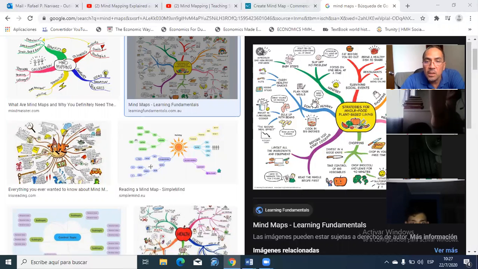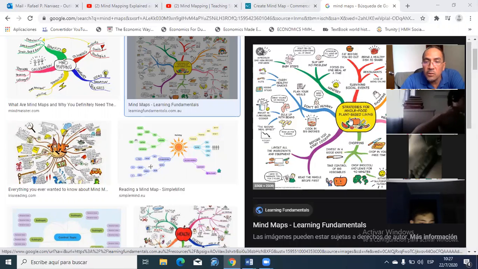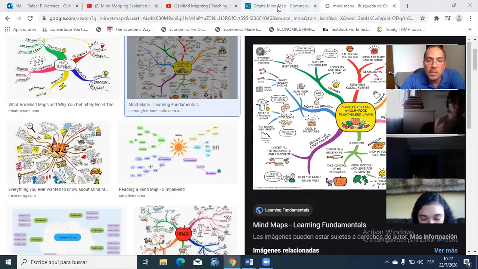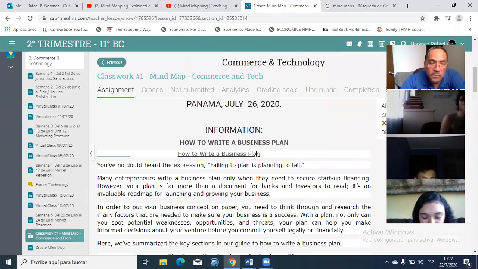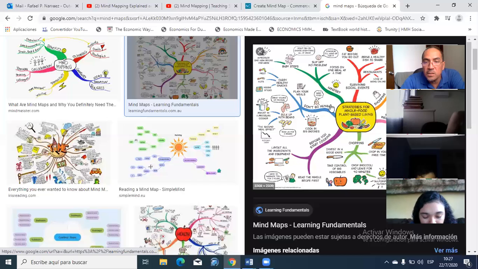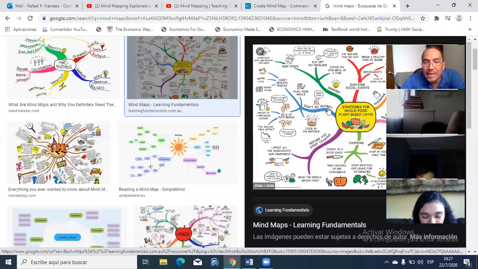So over here you should have 7 branches: 1, 2, 3, 4, 5, 6, 7. Three and three. Now this one has 7. Wonderful. So the first one has to be, for instance, this one, executive summary. You have to write it over here in capital letters. As you see, these are capital letters. Executive summary, for instance, let's use it over here.